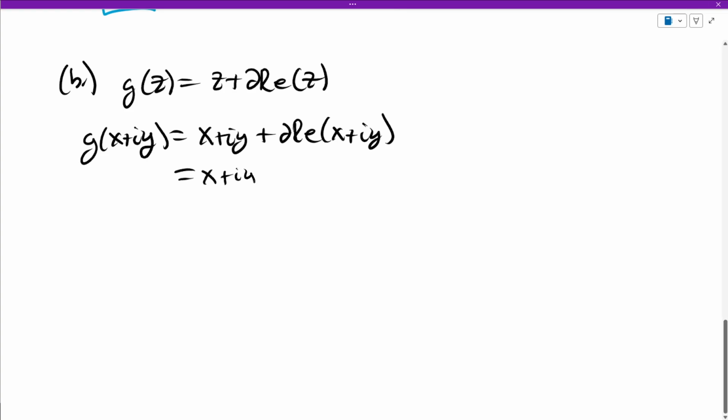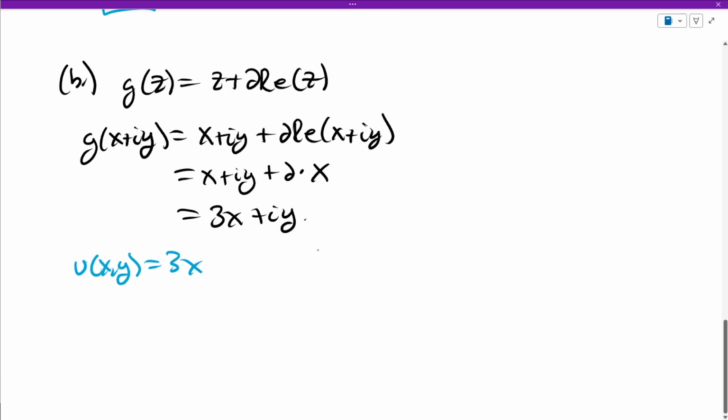So we have x plus iy plus twice the real part of x plus iy, that's just twice x. And then we combine them. So it looks like we get 3x plus iy. So the real part of g, which I'm going to denote as u, is 3x. And the imaginary part of g, which I'm going to denote as v, is y. Let's just label them. This is the real part of g as a function of x and y, and the imaginary part of g as a function of x and y.